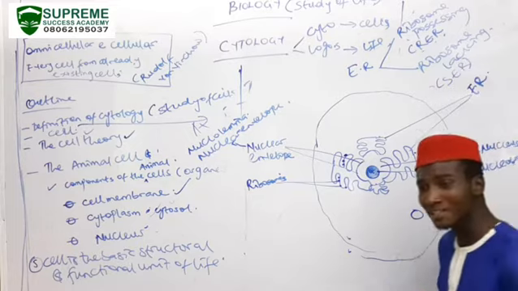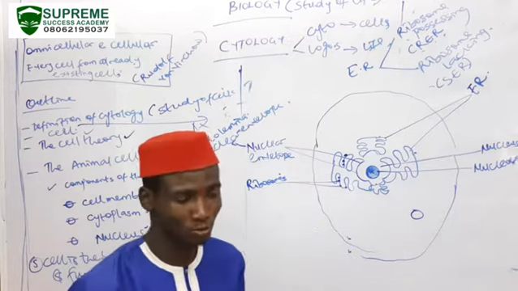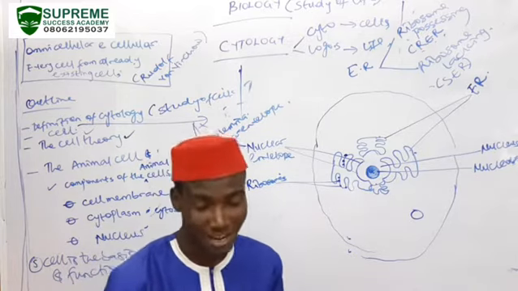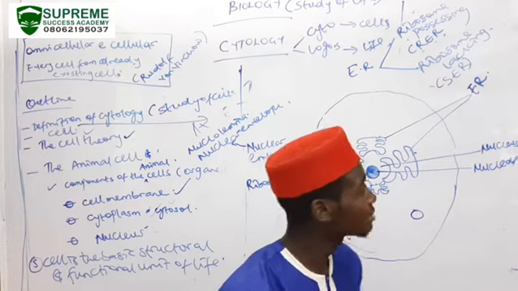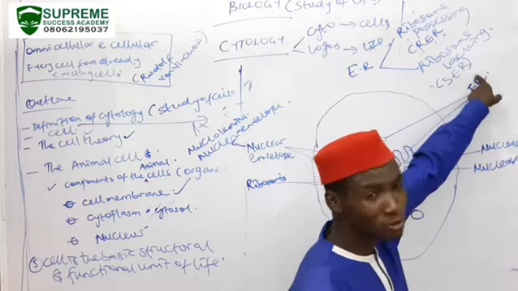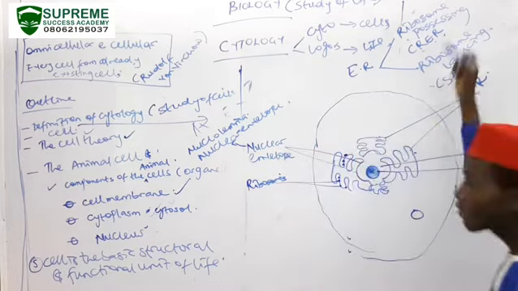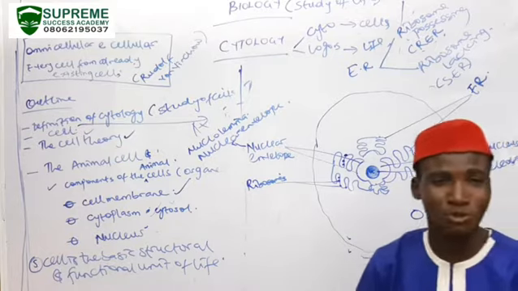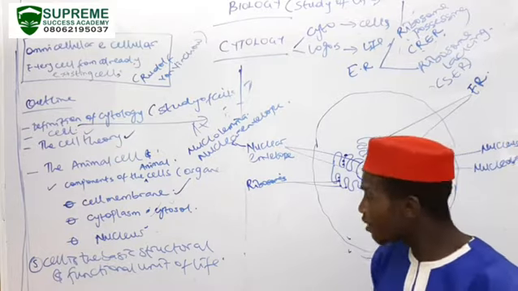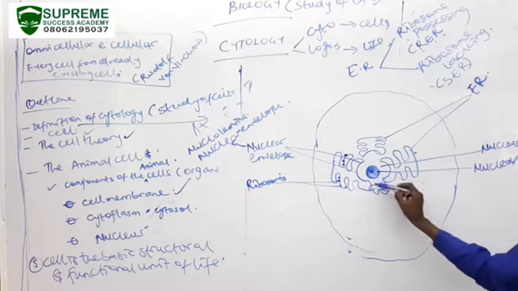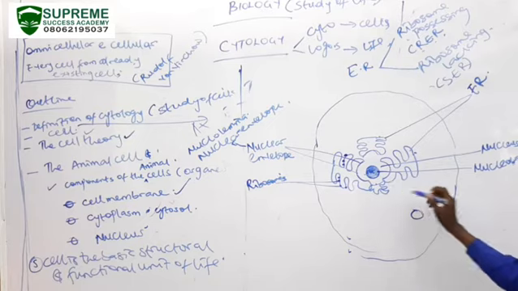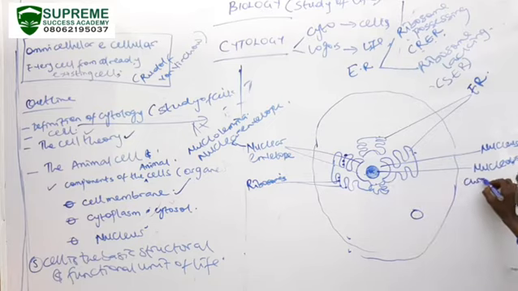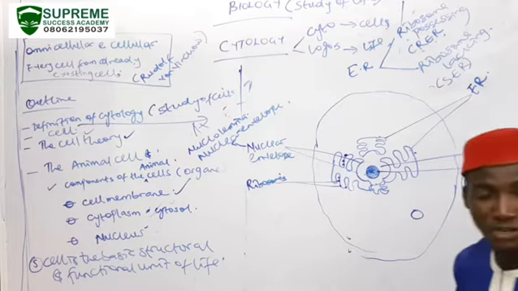So endoplasmic reticulum are basically of two types. We have the smooth endoplasmic reticulum, which lacks ribosomes, and we have the rough endoplasmic reticulum, which is ribosome possessing. So I've illustrated that, and talked about the nucleus, which is the innermost structure of the cell. This is where you find your chromatin, your DNA, and all other genetic components of the cell.